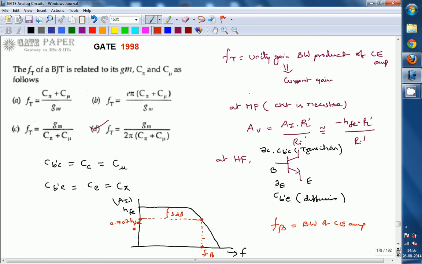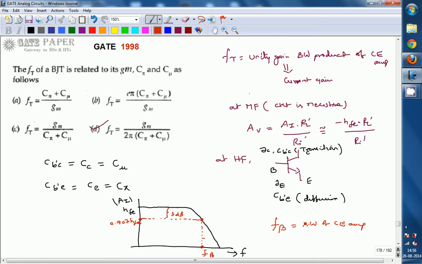Bandwidth is nothing but upper cutoff frequency minus lower cutoff frequency. Upper cutoff frequency is F beta, and lower cutoff frequency starts from 0. So F beta minus 0 is nothing but F beta itself. So the bandwidth of the CE amplifier with respect to current gain is going to be equal to F beta.